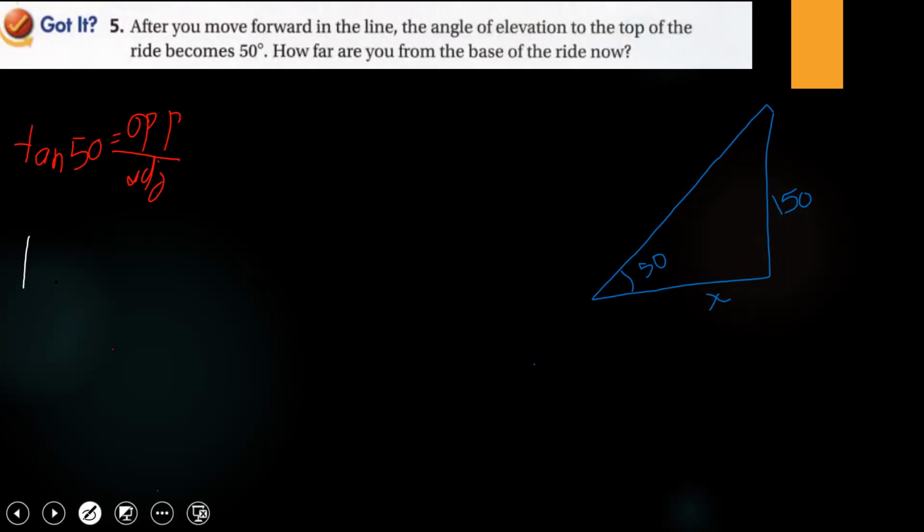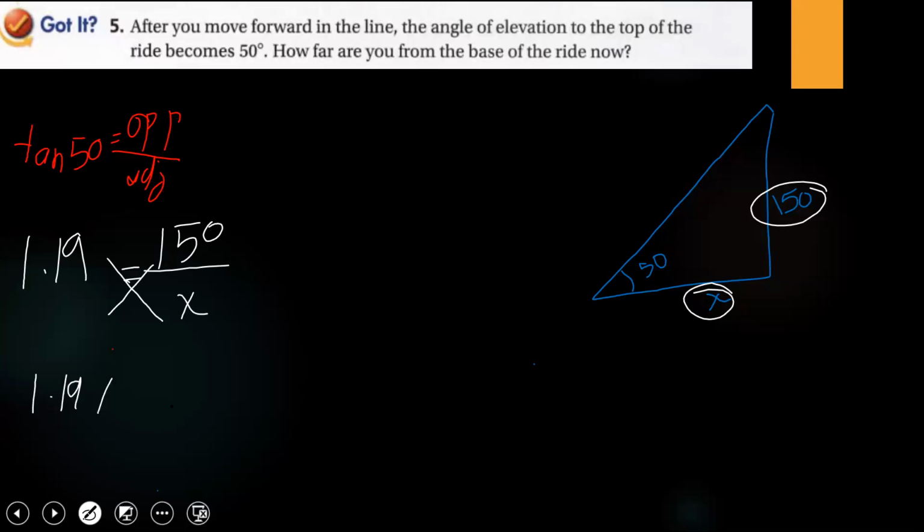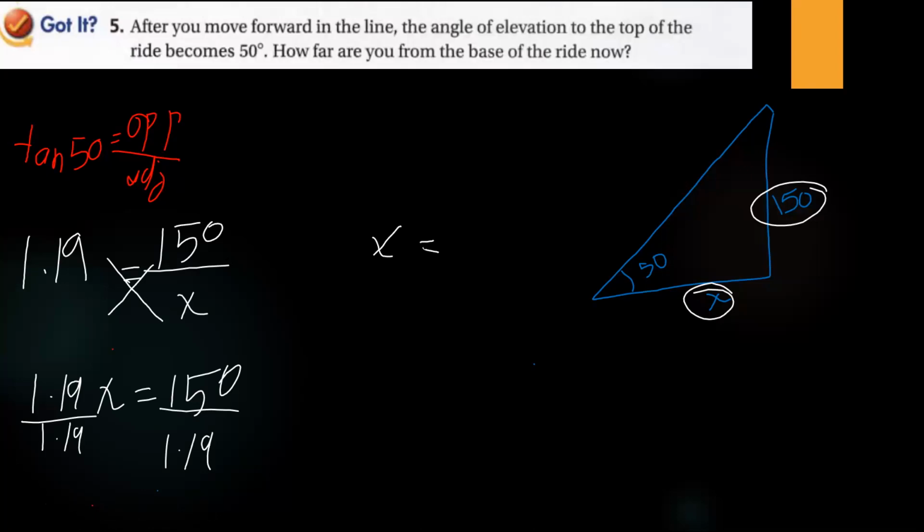is 1.19, equals the opposite 150 over the adjacent, which is x. Then by cross product, 1.19x equals 150. Divide by 1.19, divide by 1.19. So you are now about 126 kilometers far away from the top of the right.